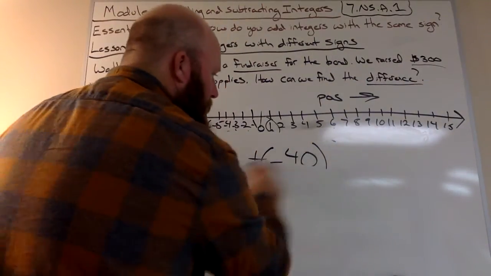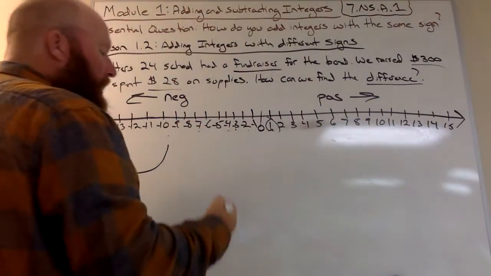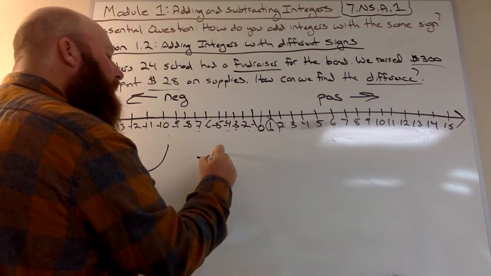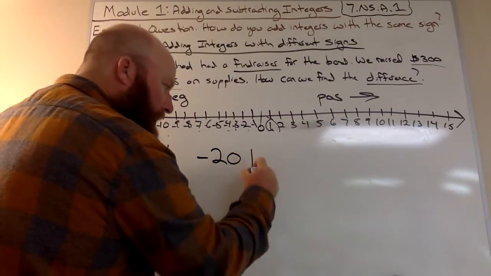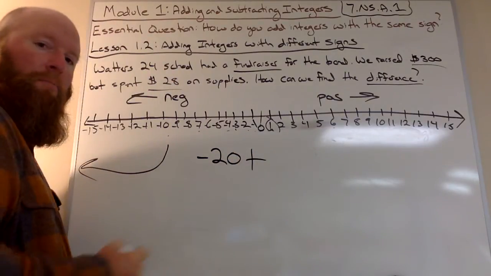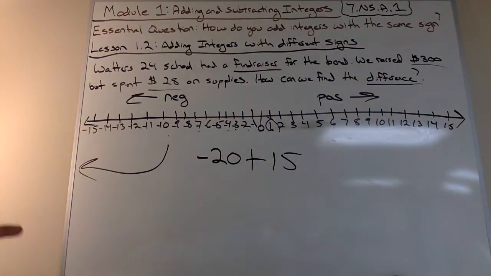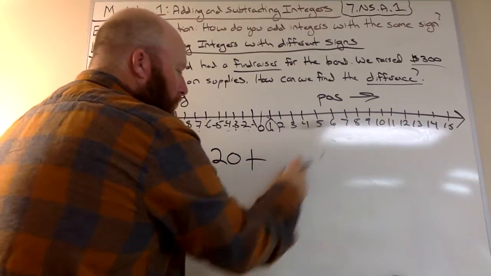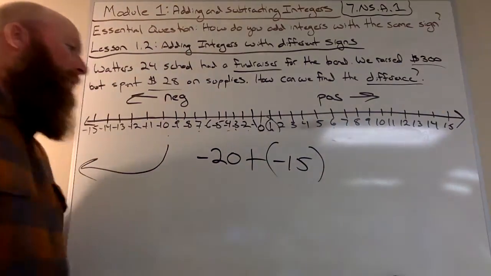Let's do this. We're focusing on the negatives, but using the addition sign. So if I gave you negative, let's say, 20 plus, let's do plus 15. But we don't want to do plus 15. We want to do negative 20 plus a negative 15. There we go. Now we have an equation.